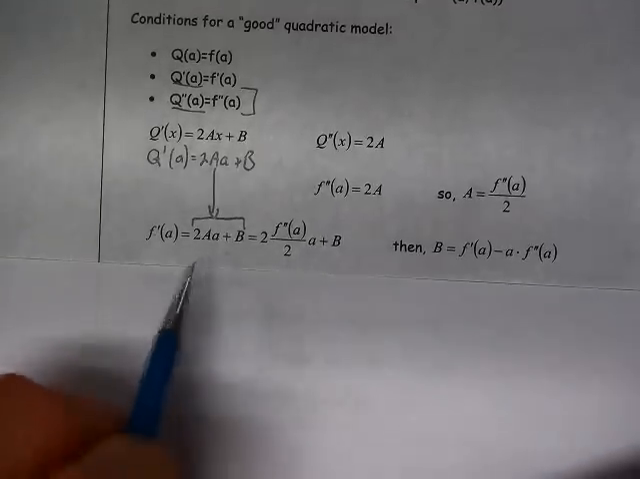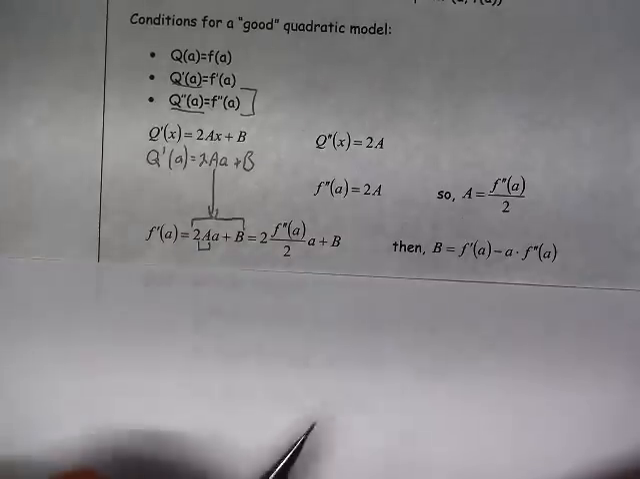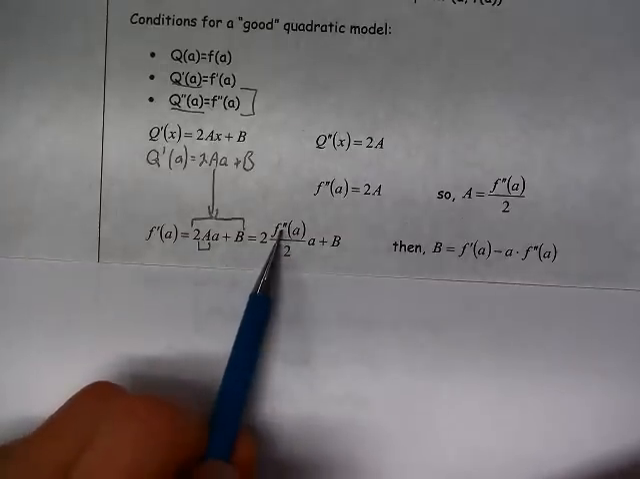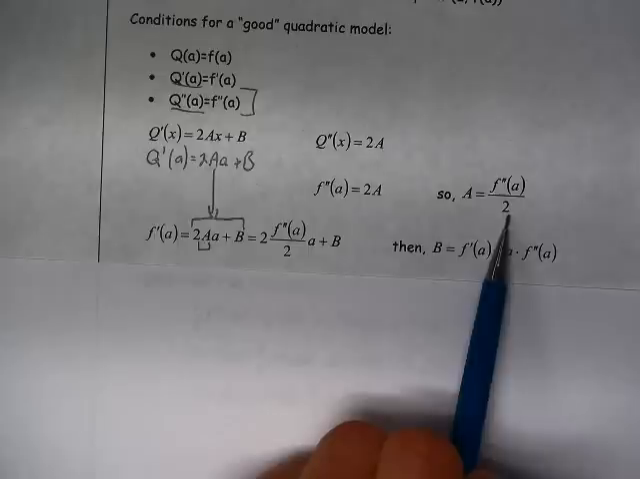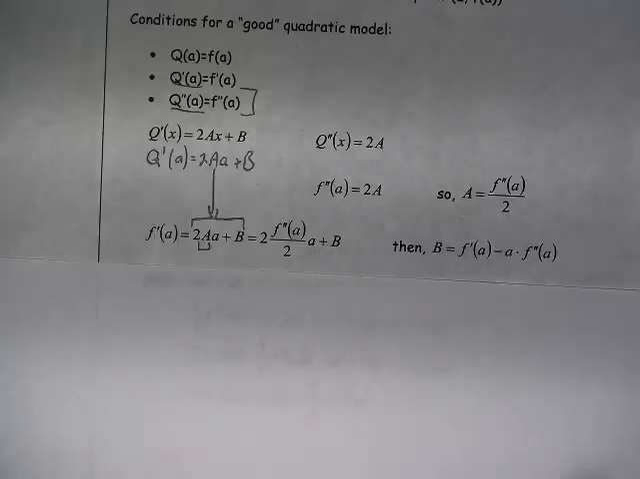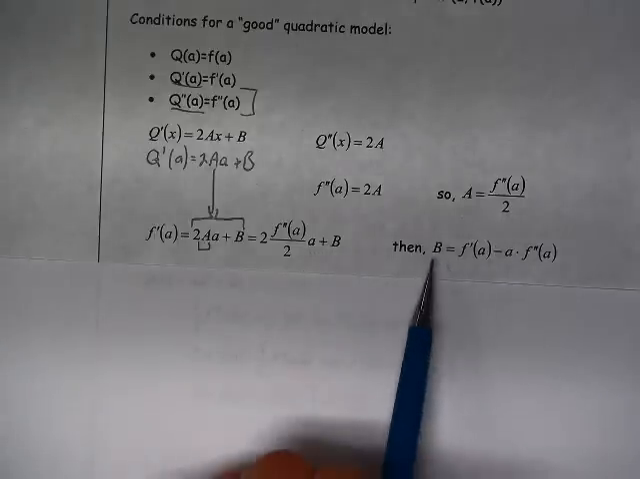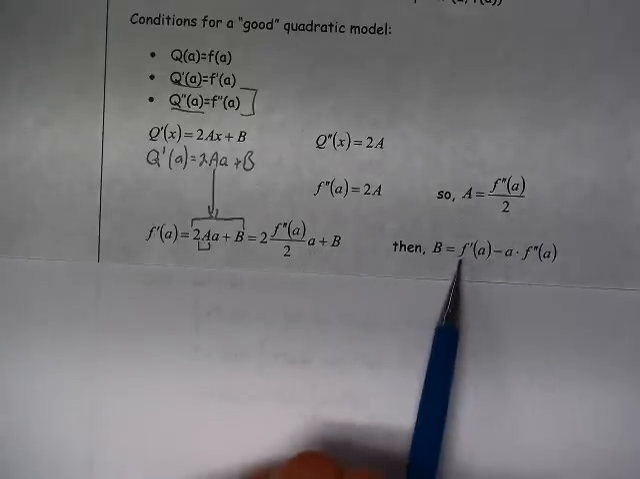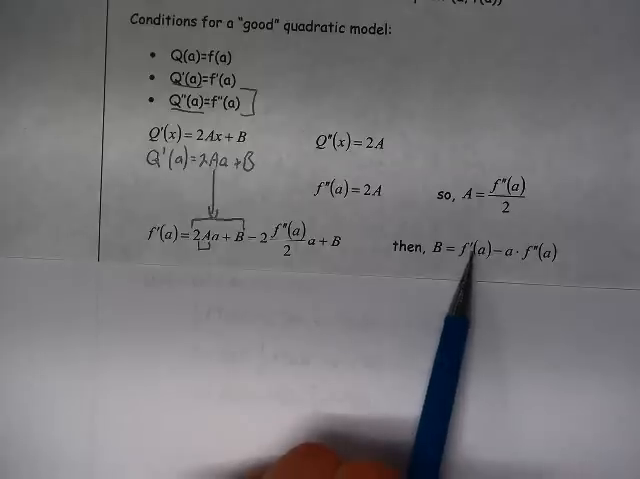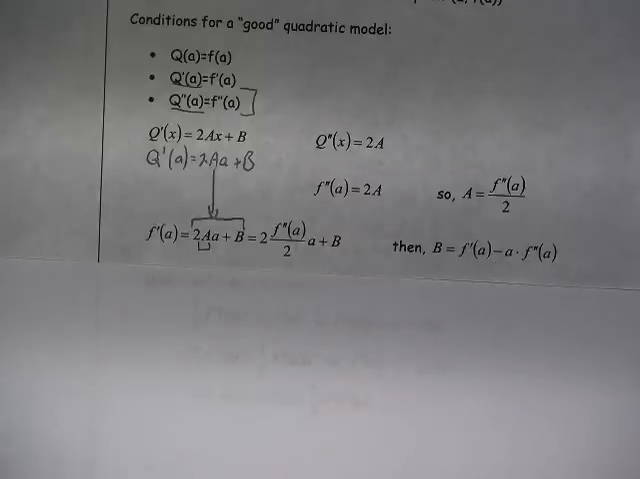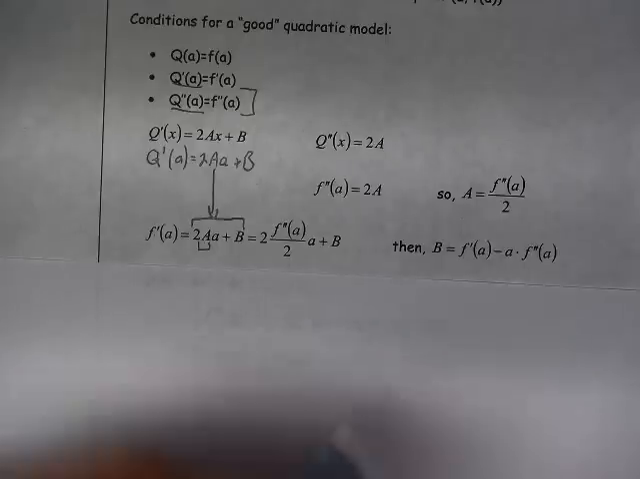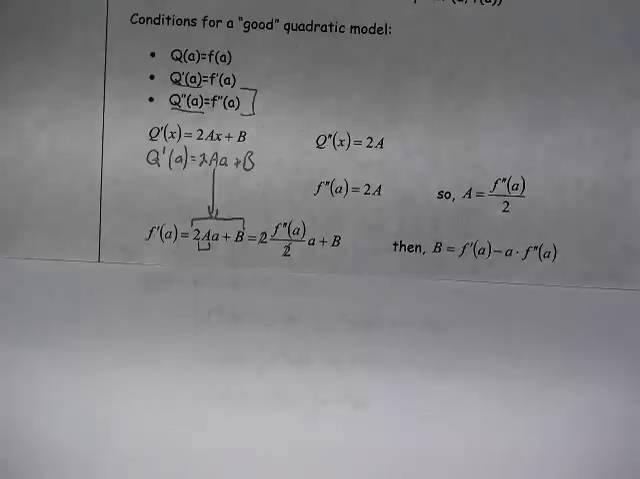So we take our a that we found in the previous step, we plug that in, second derivative of f at a over 2, we got that from here, plus b. And then we can solve for b, so we get b is f prime of a minus a times f double prime of a. You can see that these two 2's cancel out here. Then we solve for b.